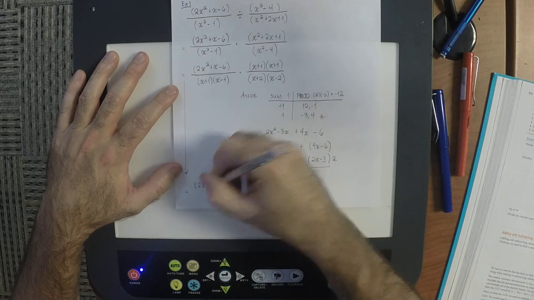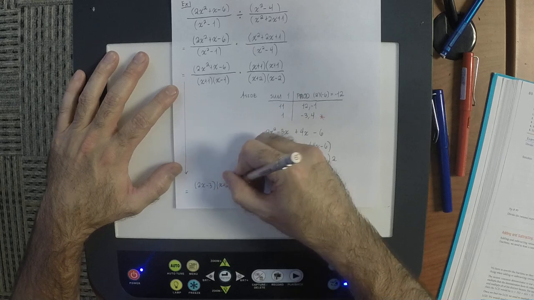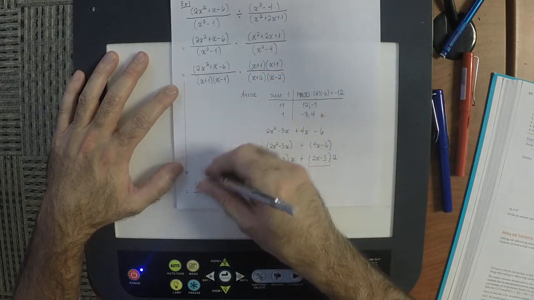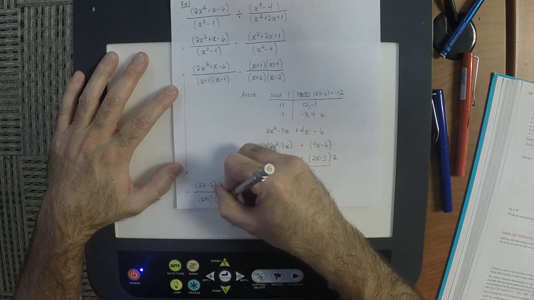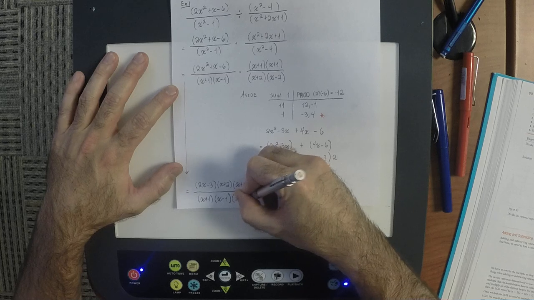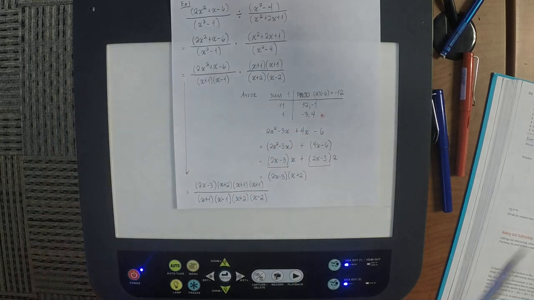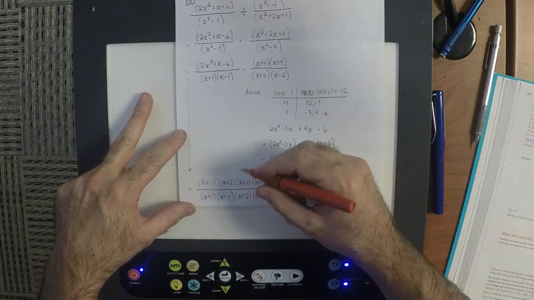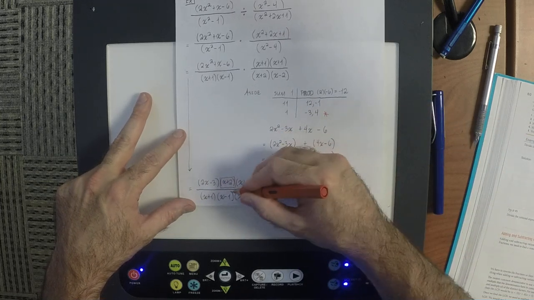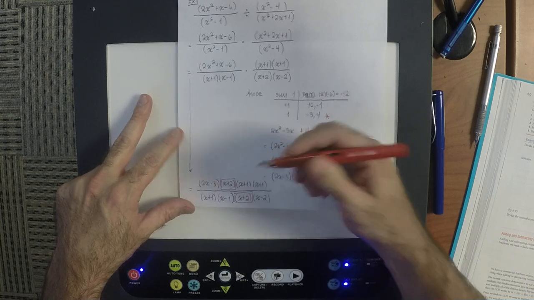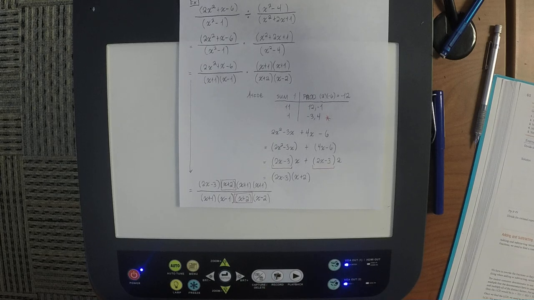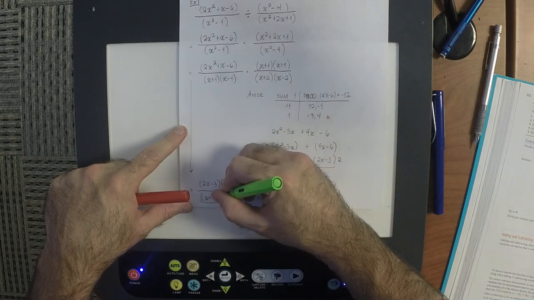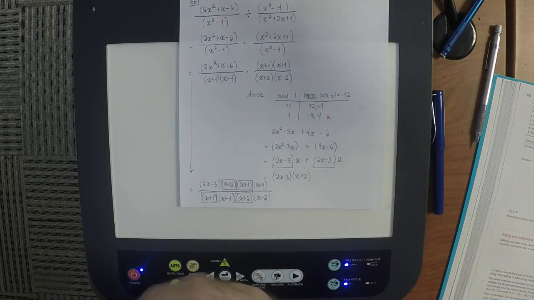So 2x minus 3 multiplied by x plus 2 multiplied by x plus 1 multiplied by x plus 1, and then all over x plus 1 times x minus 1 times x plus 2 times x minus 2. And will there be any cancellation in there? Yes. Sure, right? Nothing's going to take the 2x minus 3. Not monic. No one wants to go with it. So that one can cancel with that one. x plus 1 can cancel with that one. Can the x plus 1 cancel with the x minus 1? No, they're not the same.